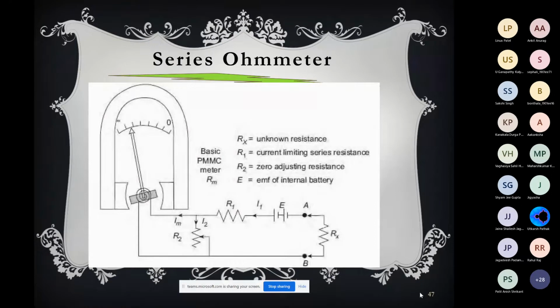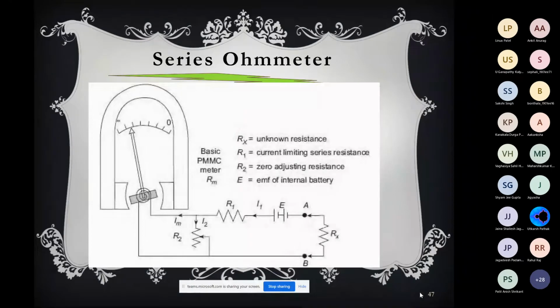Now suppose you don't have any resistance Rx, that means infinite resistance is connected. Then the meter should deflect to the left hand extreme and it should show the infinity value. Now suppose Rx is 0, that means you short it, you connect terminals A and B with a wire. Then what will happen? The pointer will be on the extreme right hand side and it should give you the 0 value.